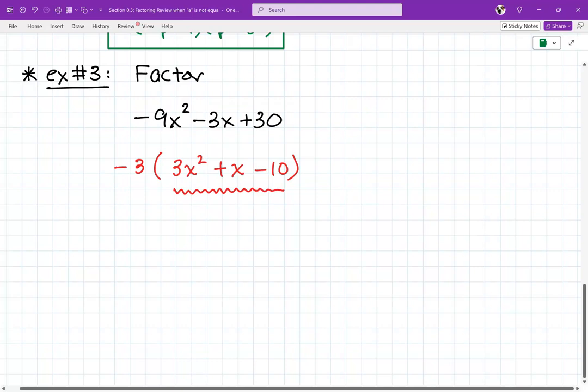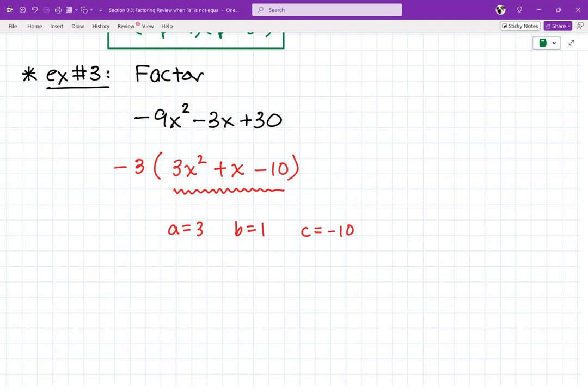So my a term is a 3. My b term is a 1. My c term is a negative 10. All right? So go ahead and do your estimate. 3 times negative 10, that's negative 30. And b is 1. Okay?